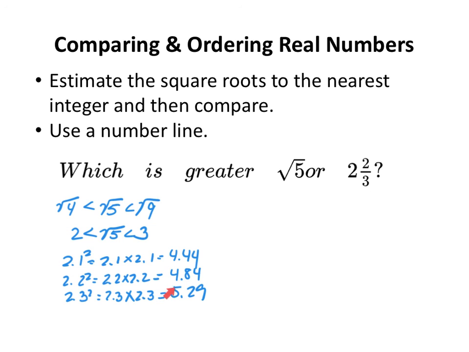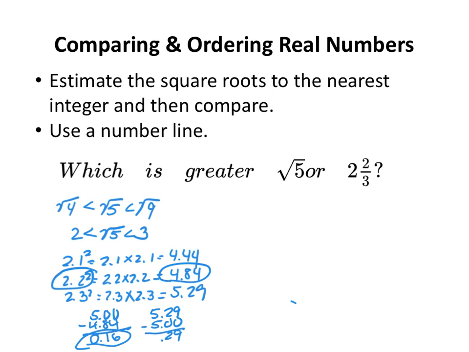So let's do some math to see which one is closer. Let's take 5 and subtract the 4.84. When I do that, I get 16/100ths. That's pretty close. If I take 5.29 minus 5, I get 29/100ths. Not as close as the 16/100ths, which means that's my best estimate, and the square root of 5 is approximately 2.2.